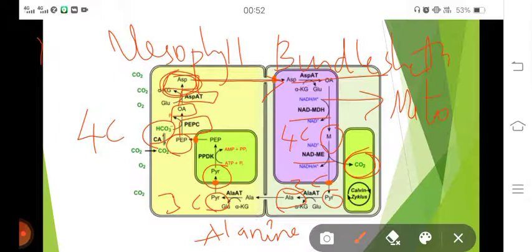This pyruvic acid will enter into the chloroplast of the mesophyll cells and it is going to take the ATP in the presence of an enzyme called phosphoenol pyruvic dikinase and convert it into phosphoenol pyruvic acid. This phosphoenol pyruvic acid comes out of the chloroplast into the cytoplasm of mesophyll and again enters into the reaction. This is the cyclic reaction and here the carbon dioxide is fixed.